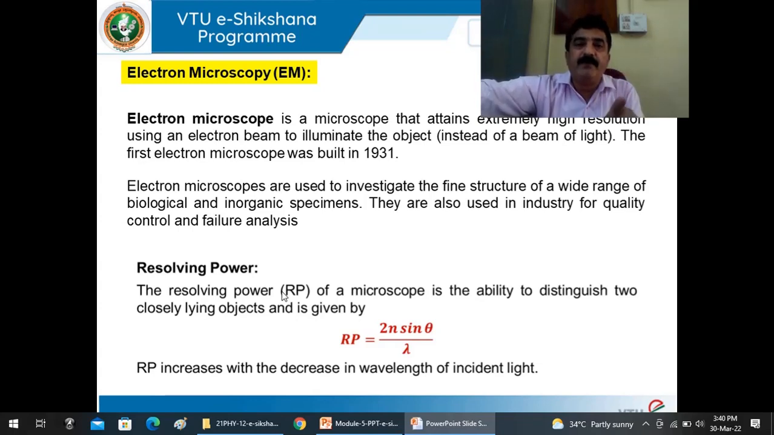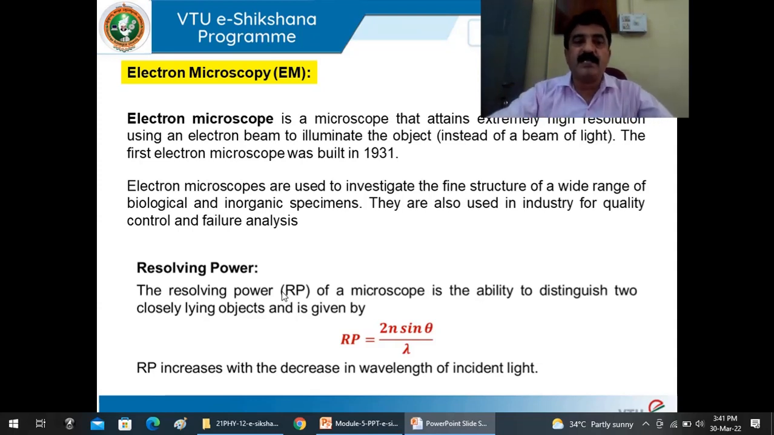less than one millimeter. If it is more than 1 millimeter, you can distinguish them. If it is less than 1 millimeter, you cannot distinguish like that. So two small objects lying very close to each other, how effectively you can detect them, that is what is called resolution, resolving power.